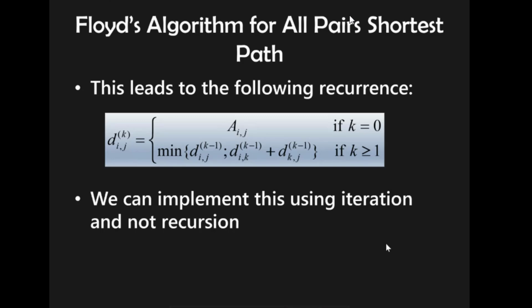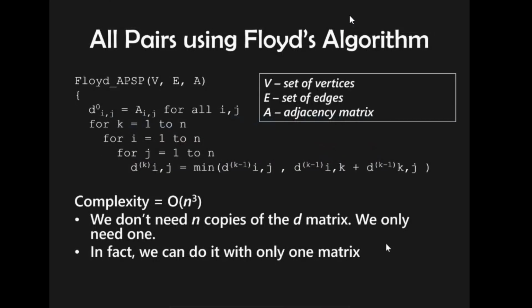We can also implement this using iteration. We do not need to implement the recursion formula here. So as you can see, this is the main pseudocode of our algorithm. Its time complexity will be O(n cubed). Although we don't need n copies of the D matrix, we only need one, we can use parallelization using many processors. In fact, we will use only one matrix here.